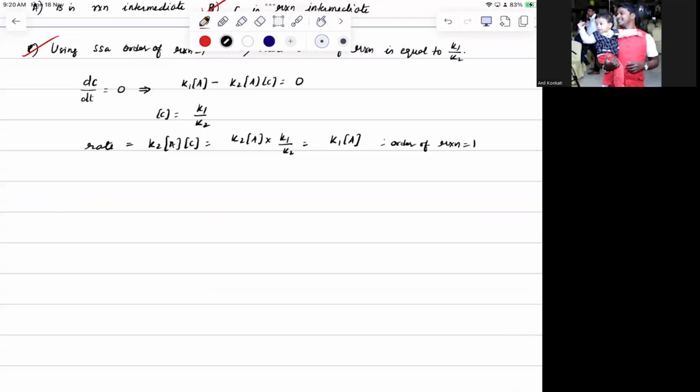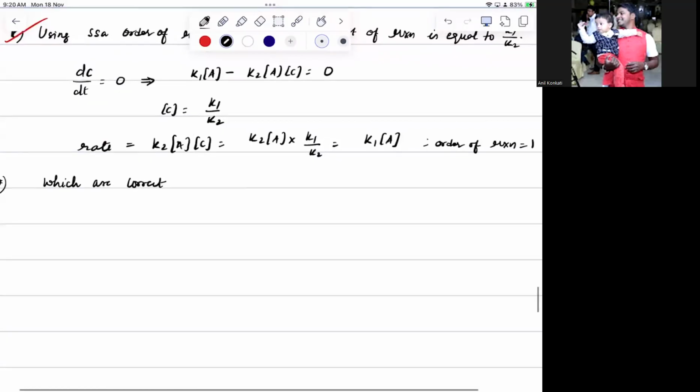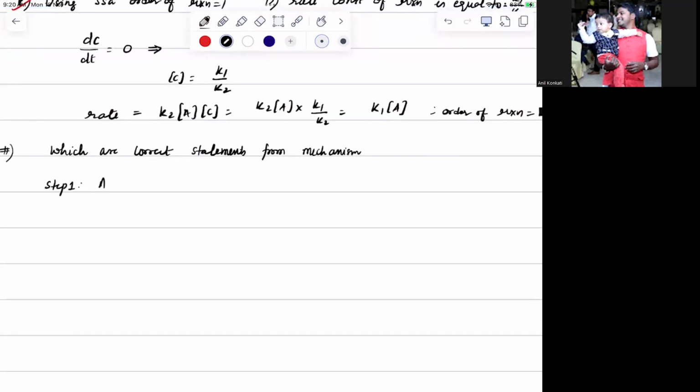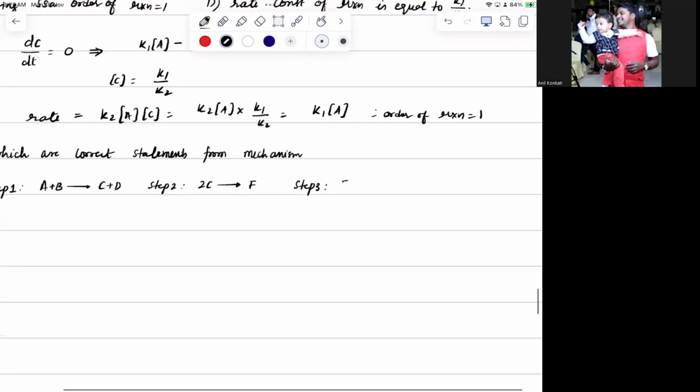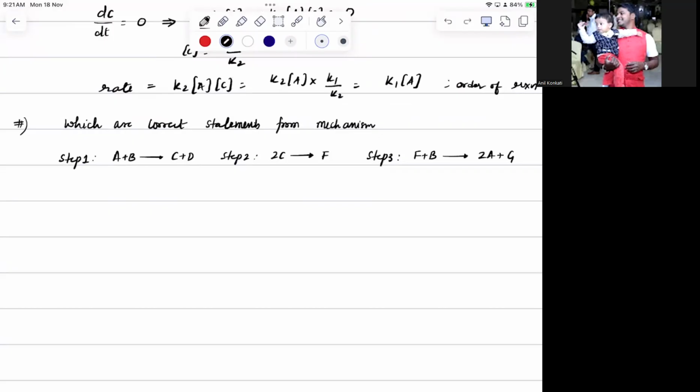Another question which was asked on a similar line, see this JEE question. Which are the correct statements from the mechanism? Step 1 given was A plus B giving C plus D. Step 2 is given as 2C giving F. Step 3 is given as F plus B giving 2A plus G. And the overall reaction: option A, the overall reaction is 3B giving 2D plus G. This was one option given.